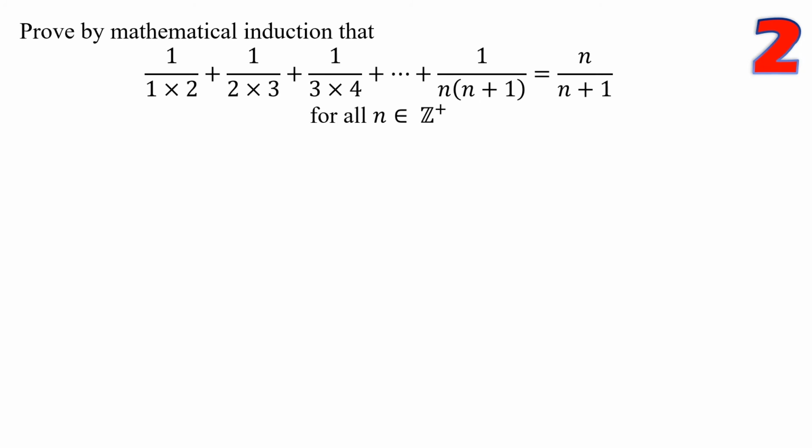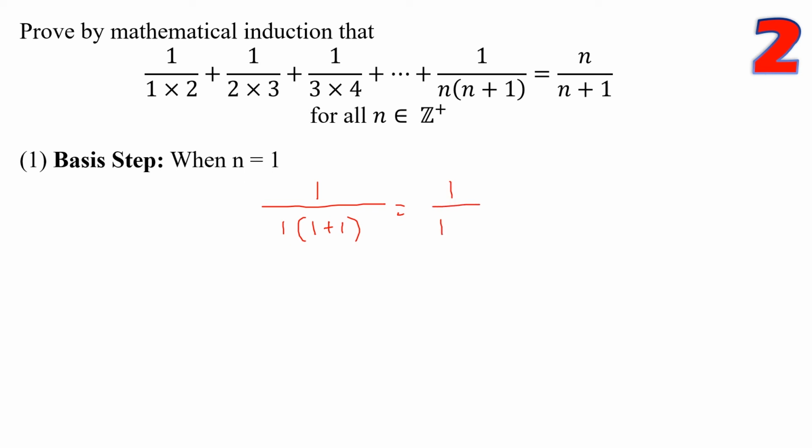Let us begin with the basis step when n is equal to 1. Hence, we have on the left hand side 1 over 1 times 1 plus 1. That is 1 over 1 times 2, so we have 2, then that is 1 half. On the right hand side, we have 1 over 1 plus 1, that is 2. Hence, the statement is true when n is equal to 1.